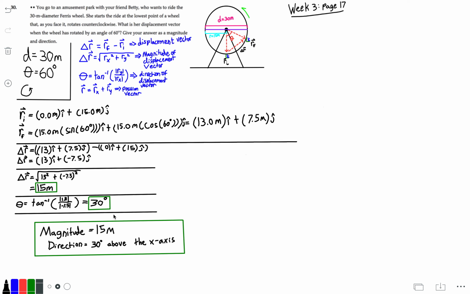So to finish off the problem, we're going to get a displacement vector with a magnitude of 15 meters with a direction of 30 degrees above the x-axis. So as you can see here, we have our vector. This is going to be 15 meters, and this is going to be 30 degrees right here above the x-axis. So thank you very much for watching, and I hope this helped you out.